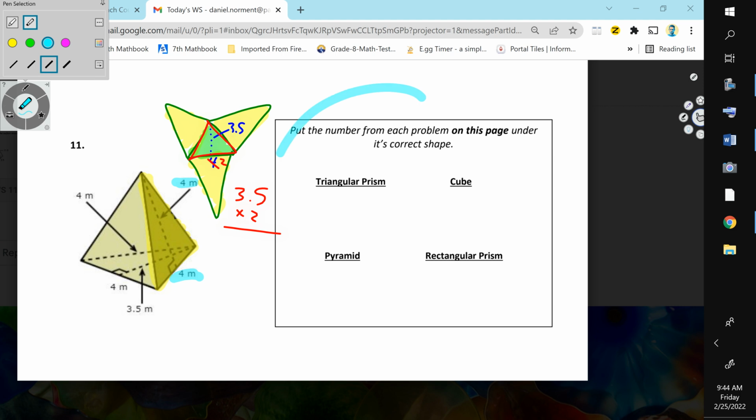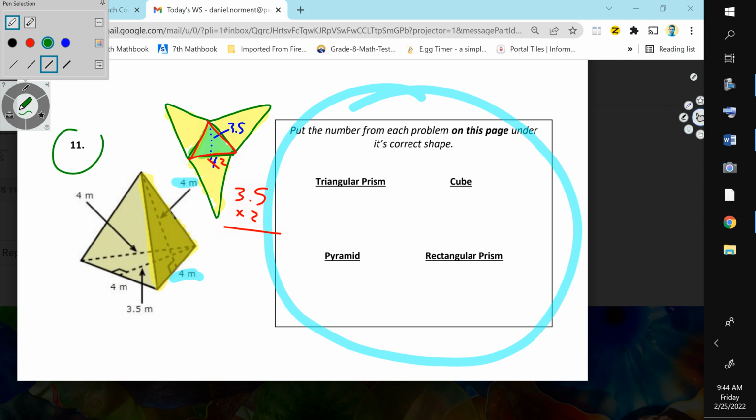And then you have one last part, which is just putting the numbers under here, like number 11. That's a triangular-based pyramid, but it's just one type of pyramid. So I'm just going to put number 11 right there. Okay? So you're going to do 11, 10, 9, 8, and 7. And you can have those under the proper designation of what they are.